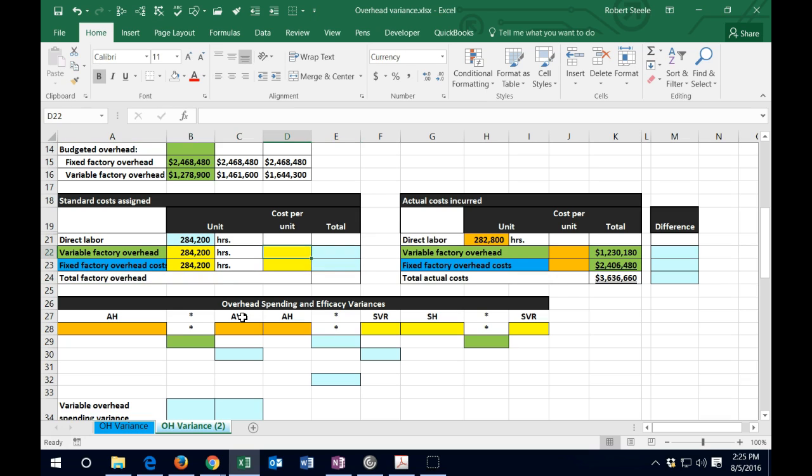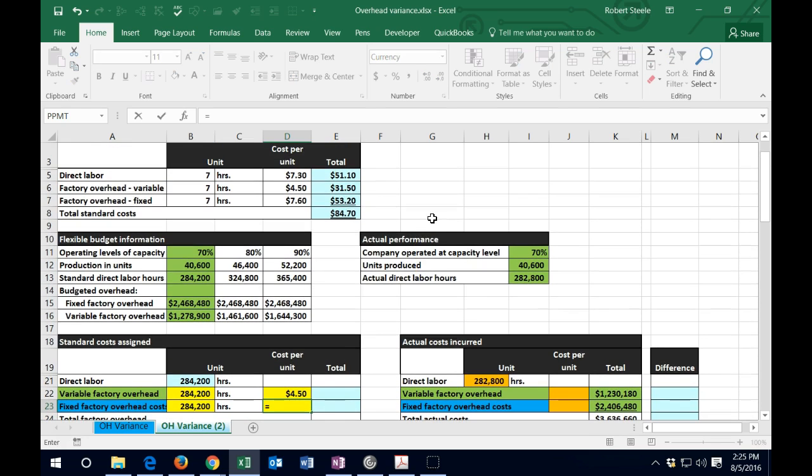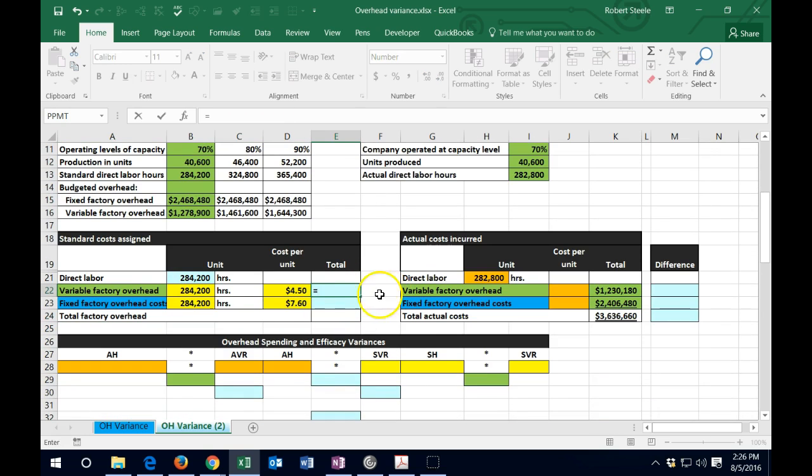Then we're going to use our numbers from the first worksheet, standard costs for a single product. We said that we're going to have the 4.50 for the variable overhead and the 7.60 for the fixed overhead. If we multiply that out, we have the 284,200 times the $4.50, giving the budgeted 1,278,900. Then we take the 284,200 times the 7.60, giving us the budgeted fixed portion of 2,159,920. If we add those two up, that's our total for the fixed and variable portions of the overhead.